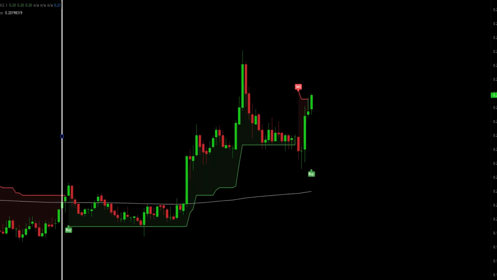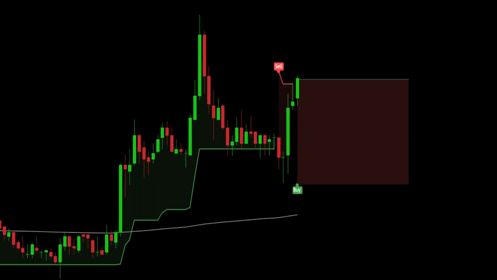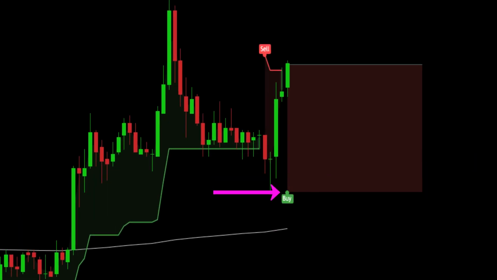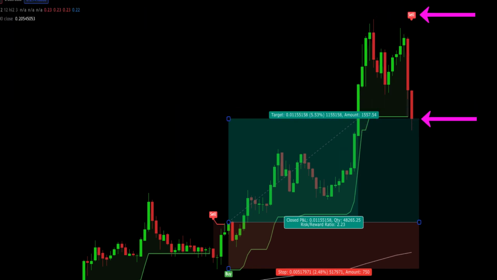Let's go over one more long example. We have price above the DEMA, and then we have a SuperTrend buy signal. This is our trigger candle. We place our stop at the SuperTrend level where we get the buy signal and exit on the next SuperTrend sell signal in profit or at break even. And this one hits a profit factor of 2.23.